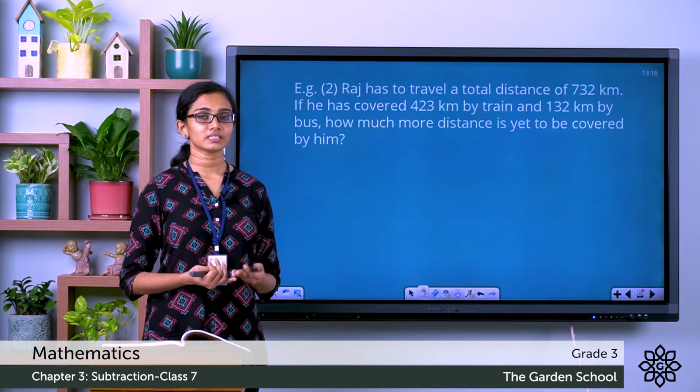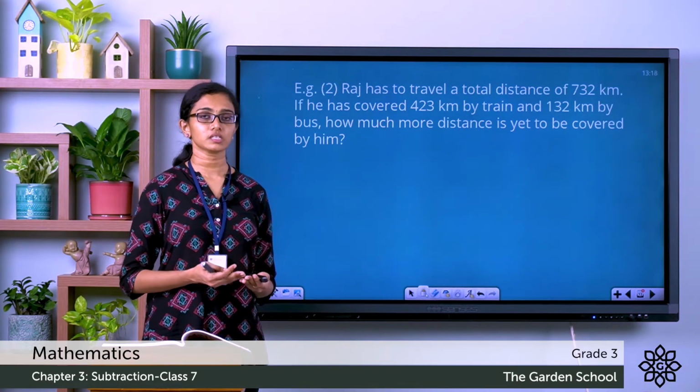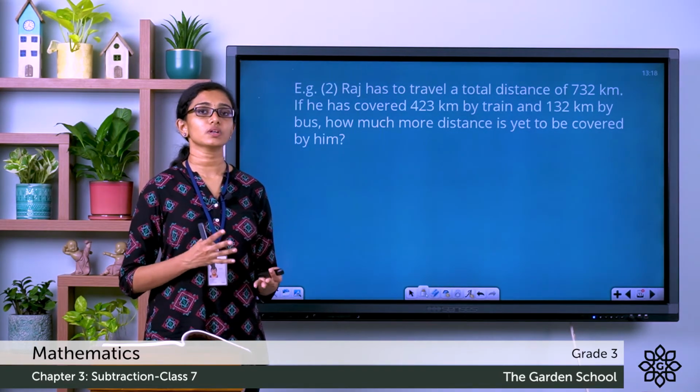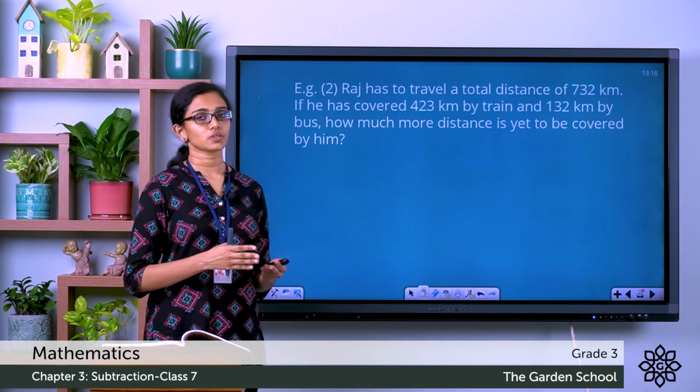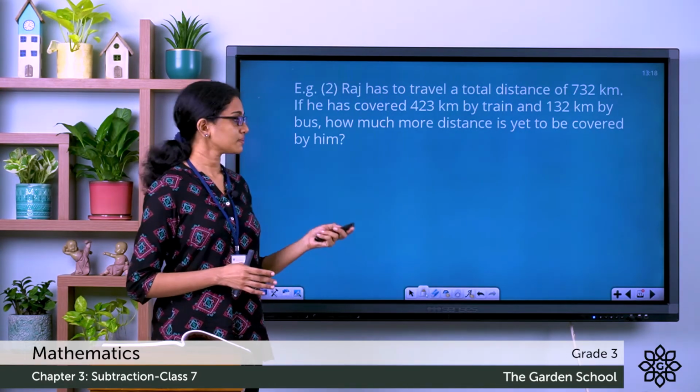And we are given the distance Raj covered by train and the distance he covered by bus. We are asked to find out what is the remaining distance that he has to cover yet. So let's see the first method in which we can solve this. From the data given in the question, let's write the steps.